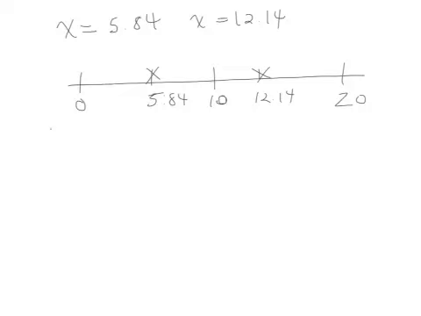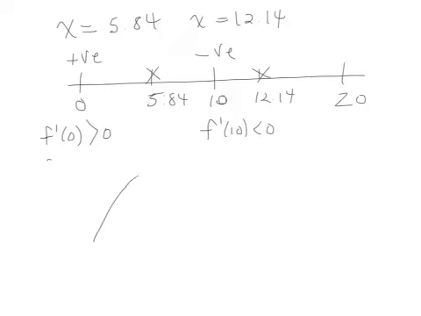Okay, so if we look at f prime at 0, so we're looking at the derivative function, substituting 0, we find that that slope is greater than 0, so it's positive. And then if we find f prime at 10, we find that that slope is less than 0, so it's negative. So you can imagine then that it's positive, coming to that point where it's 0, and becoming negative again. Okay, so we can see then that this point must be a maximum.